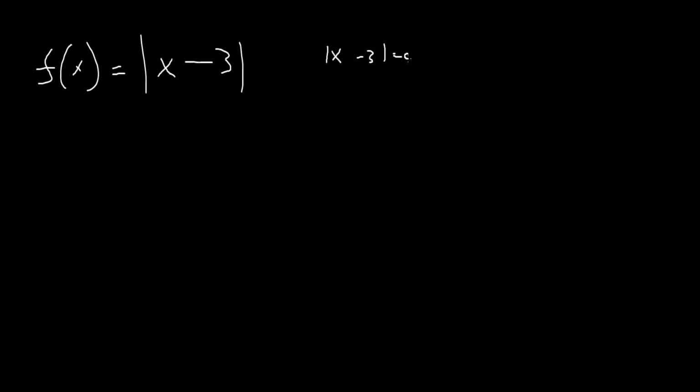So let's say f of x is equal to the absolute value of x minus 3. That means the lowest this possibly can be is 0. So the absolute value of x minus 3 has its lowest value at 0, which just means x minus 3 equals 0. So if I have an x value of 3, the y value would be 0.